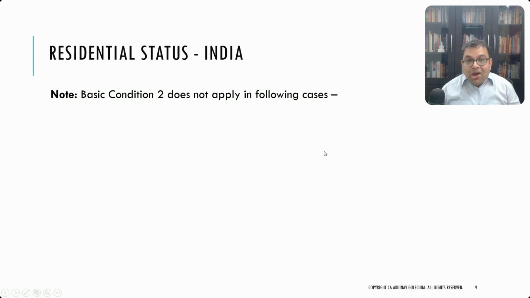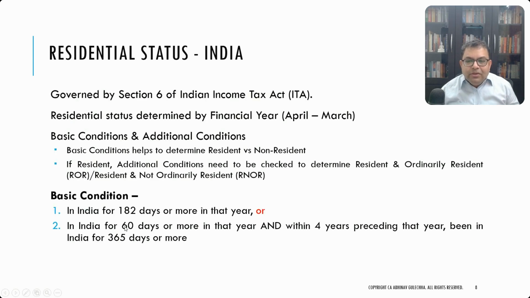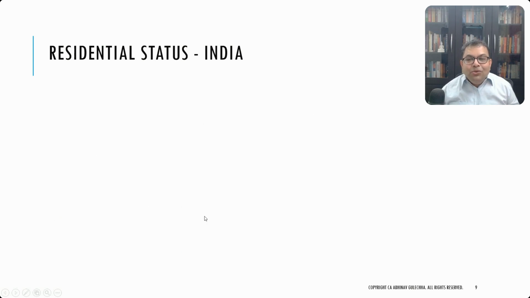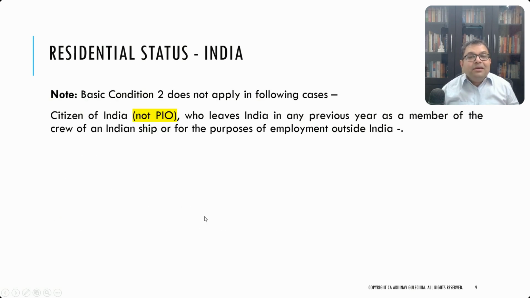Now a bit of complication starts. What is basic condition 2? 60 days and 365 days in the 4 preceding years. This condition does not apply in two cases. First, a person who is a citizen of India, not a PIO. Remember, if you hold a US citizenship, you will not be able to take the benefit of this.